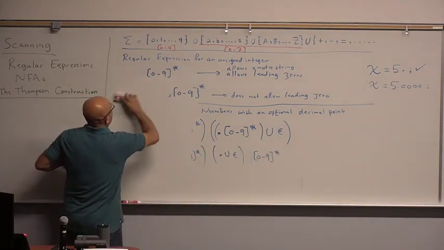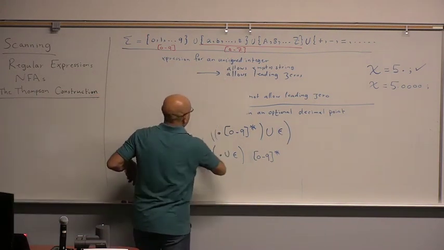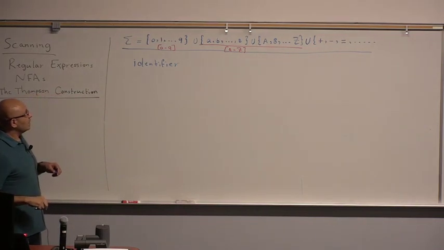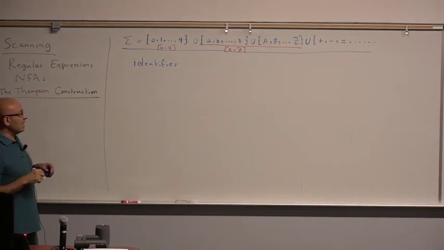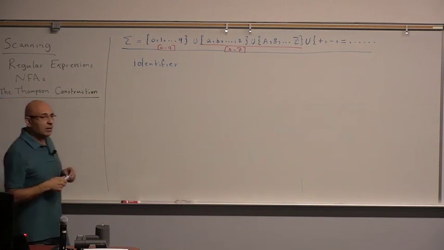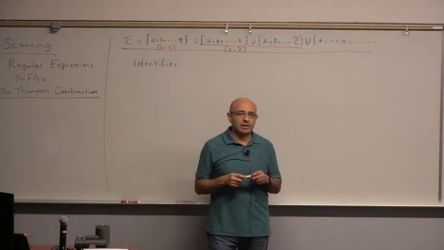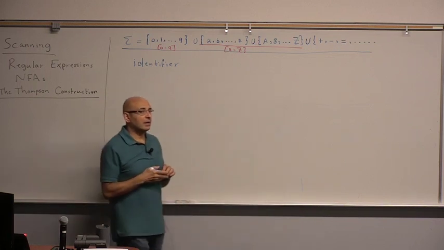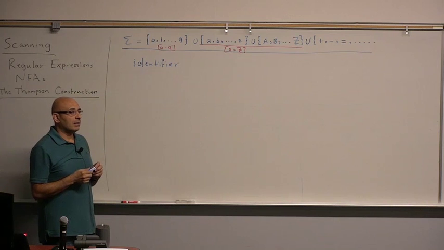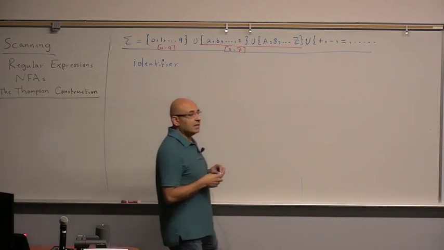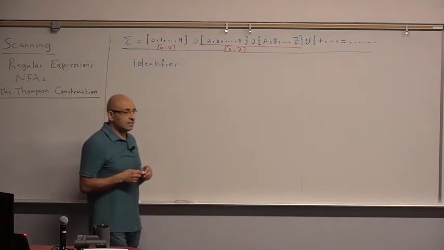Let's do variable names or identifiers. Normally in a C-like language like C, C++, or Java, we allow the variable name. What are the rules for a variable name in C, C++, and Java? Must start with a letter, and then after that you can have letters and numbers, and you can have an underscore. Yeah, exactly. So how do we express this using regular expressions?